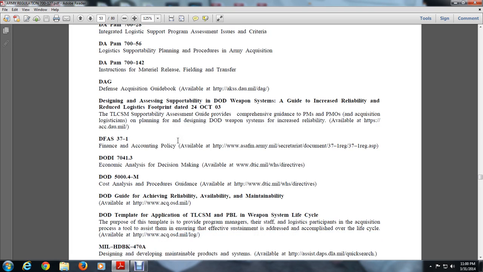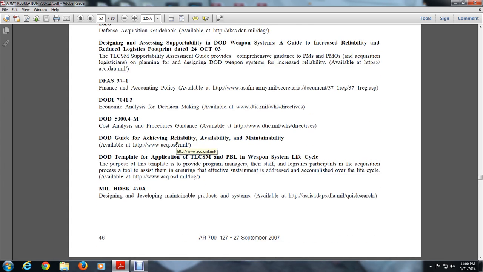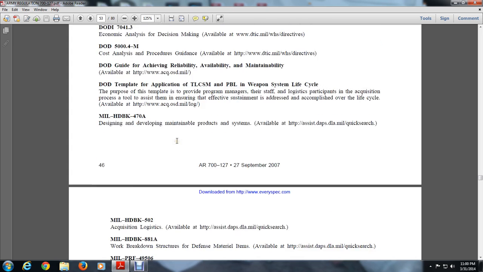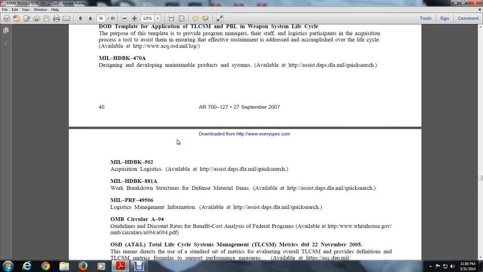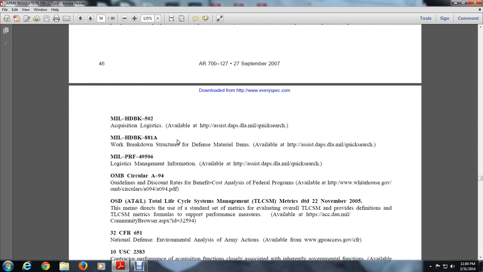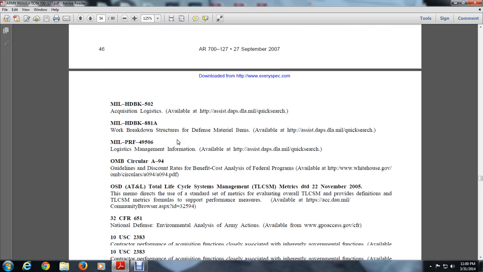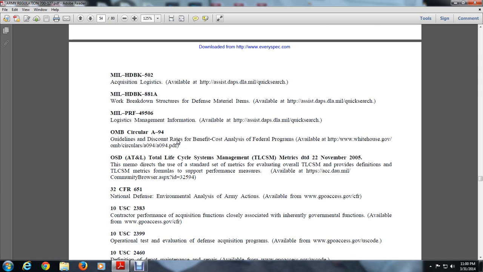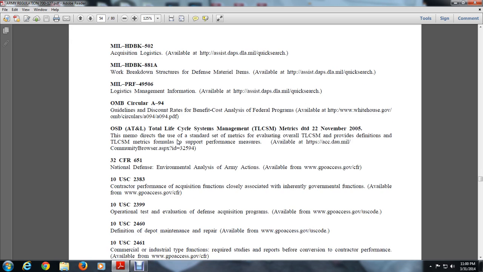DoD guide for achieving reliability, availability, and maintainability; DoD template application TLCM, BBP; weapon system life cycle; MIL-HDBK-1470, designing and developing maintainable products and systems; acquisition logistics; work breakdown structure; Defense Materiel logistics management information; Office of Management and Budget; OSD, total life cycle systems management metrics; 32 CFR, National Defense Environmental Analysis, Army Actions; 10 U.S. Code, contractor performance, acquisition closely associated with an inherently governmental function, operational test and evaluation, defense acquisition program, defense weapons, maintenance and repairs; GPO Access.gov, U.S.